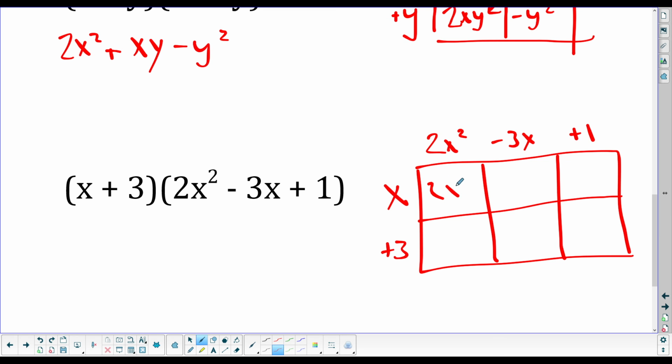So I get 2x cubed, then x times negative 3x gives minus 3x squared, plus x, and then I've got 6x squared, and then I've got negative 9x and positive 3. My software is just not having it today.